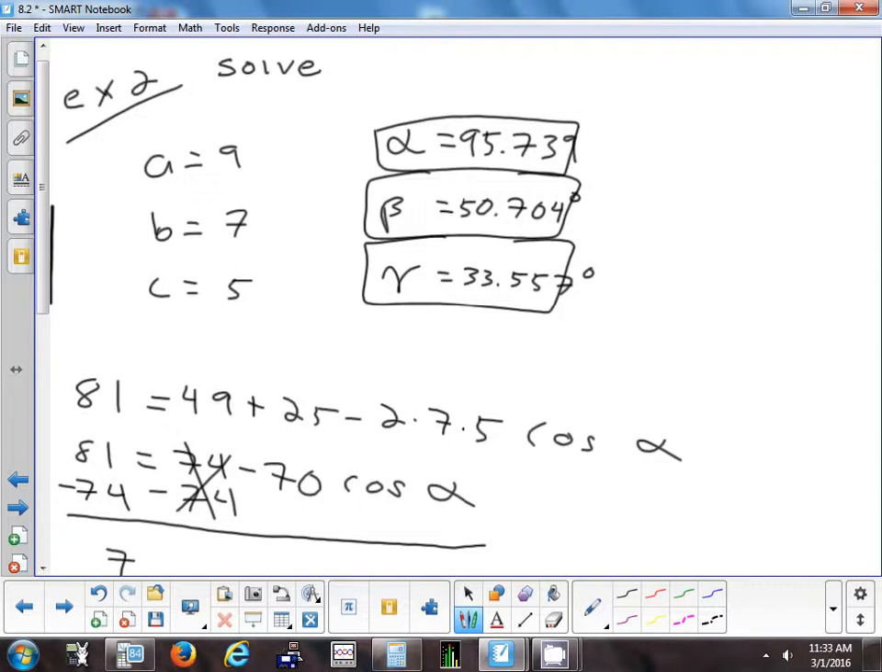If you want to check your answer, go through and do law of cosines one more time on the last side. You can confirm that you're right if you get 33.557. If you get the same answer two different ways, then it's probably correct. Any questions on the side type? All right.